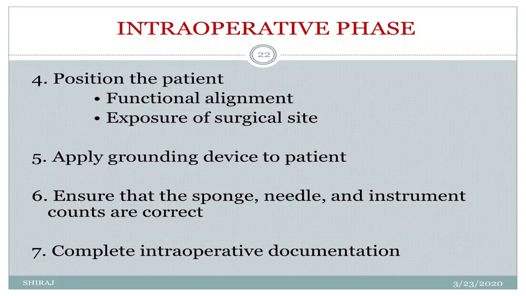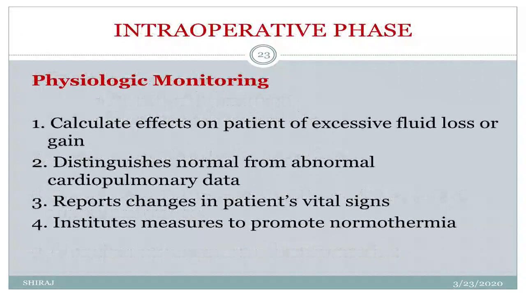Ensure that the sponge, needle, and instrument counts are correct. So here, whatever instruments you are going to use, needles, sponges, cotton, everything that you'll be using throughout the surgery, make sure that you count them correctly and it is written there. So after the surgery, we recount them just to make sure that we have not left anything within the patient. Complete intraoperative documentation. So whatever went through, so far as the surgery was concerned, has to be written down.